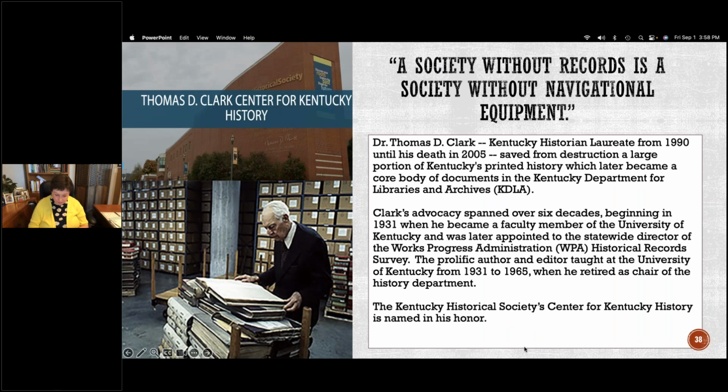To close today's session, I'd like to show you a photograph of Dr. Thomas Clark, a famous Kentucky historian and UK professor, literally considered the savior of many Kentucky records from being lost forever. Not surprisingly, but appropriately, the Kentucky Historical Society Center for Kentucky History is named in his honor. So I'm going to end the session with his quote: A society without records is a society without navigational equipment.